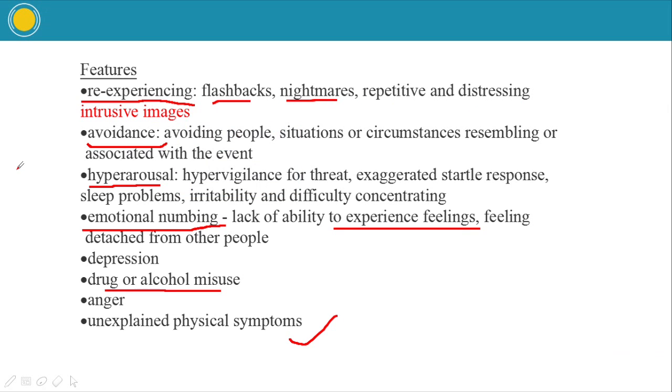The patient has re-experiencing: flashbacks, nightmares, repetitive and distressing intrusive images. A patient will avoid people, situations or circumstances that resemble or are associated with the event. A patient will be very vigilant for threat and will have an exaggerated startle response. These are the features of PTSD, post-traumatic stress disorder.